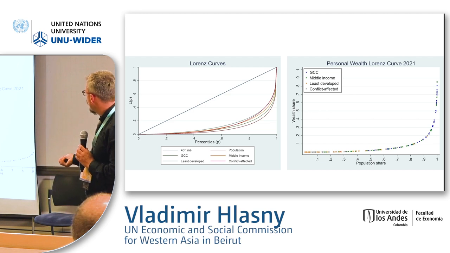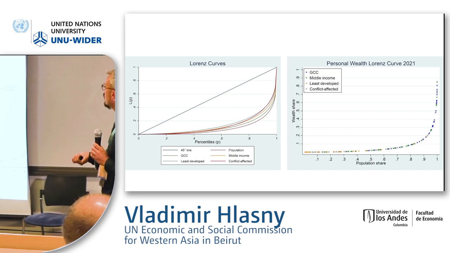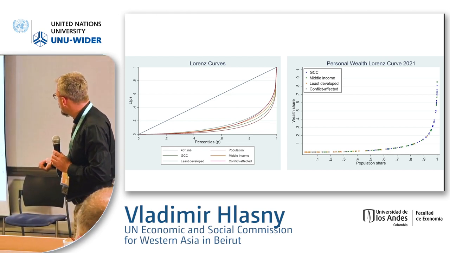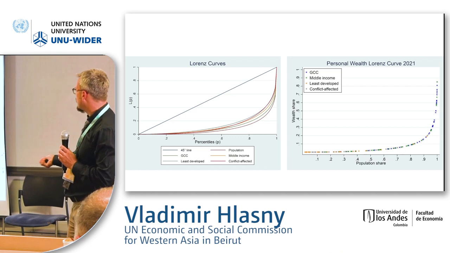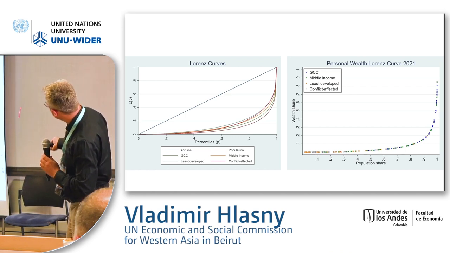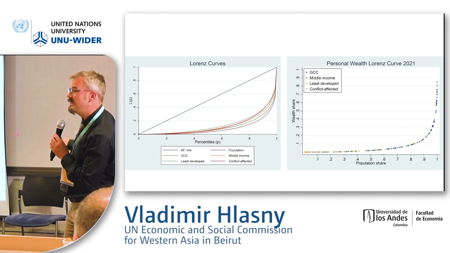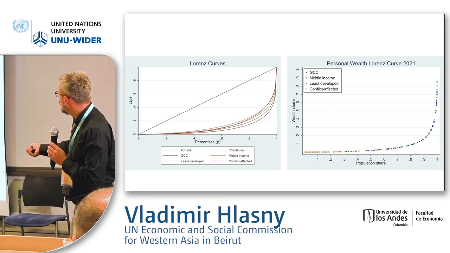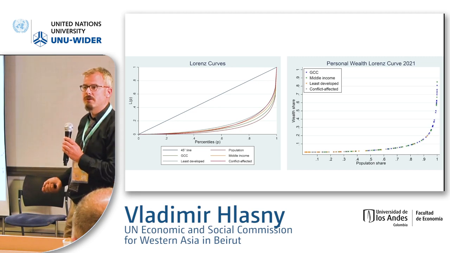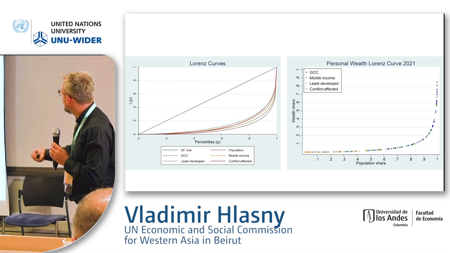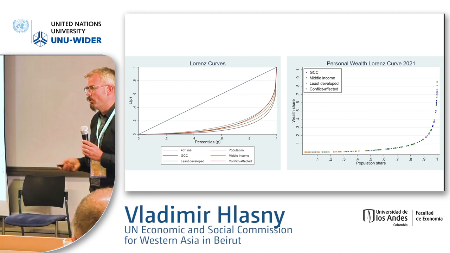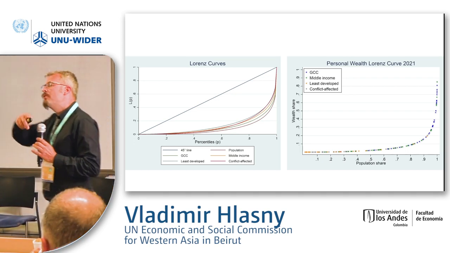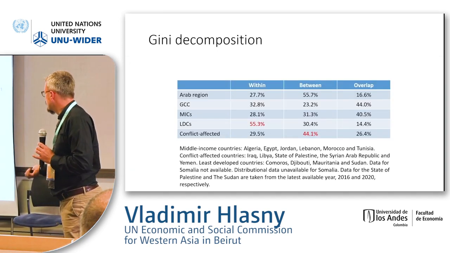And if we draw one Lorenz curve for the entire Arab region and plot where the households come from, the color scheme is very clear: at the top we would only have the GCC country nationals. At the bottom, we have only the least developed and conflict-affected country nationals. And around the middle, we see a lot of the people from middle-income countries. So there's clear polarization of the wealth distributions across the Arab subregions.